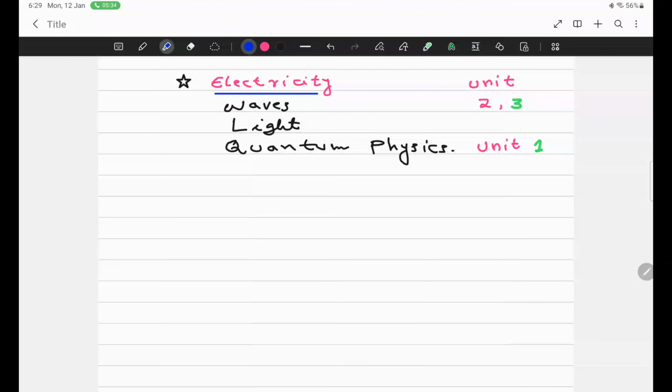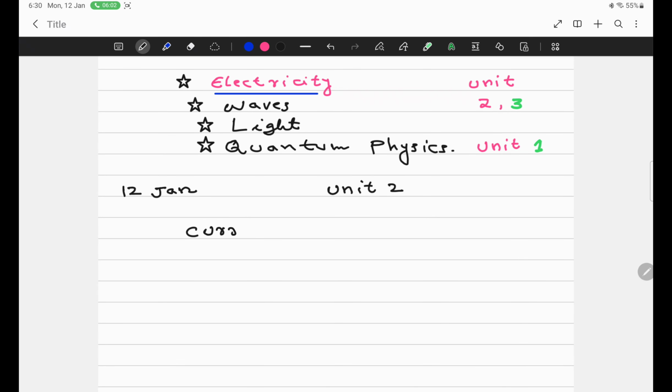अच्छा जी, today is 12th January and it is our first class of unit number 2. In this unit number 2, there are four main topics to study: electricity, wave superposition, light, and quantum physics. So we are starting with current electricity.